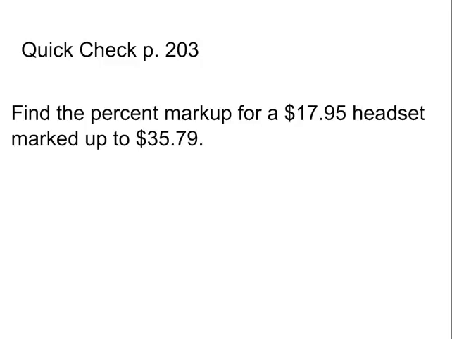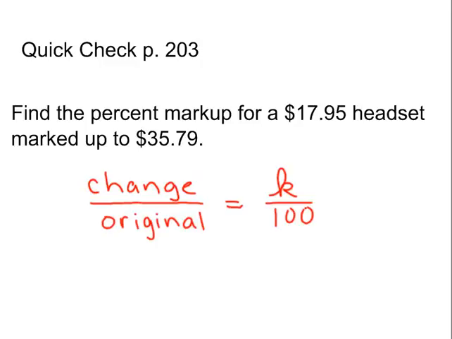Okay, let's practice a problem together. This is Quick Check, page 203. Find the percent markup for a $17.95 headset that's marked up to $35.79. Okay, remember, always write your formula down first. The formula is the amount of the change over the original price equals the percent, which we don't know, so I'm going to use the letter K, over 100. Remember, percent is always over 100. Now all we have to do is fill in the blanks and cross multiply.